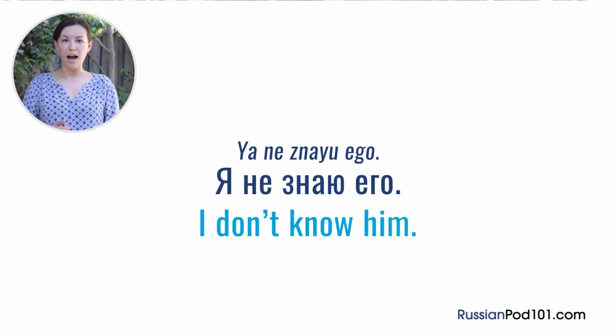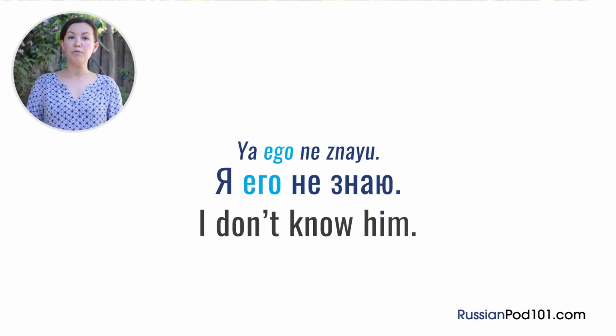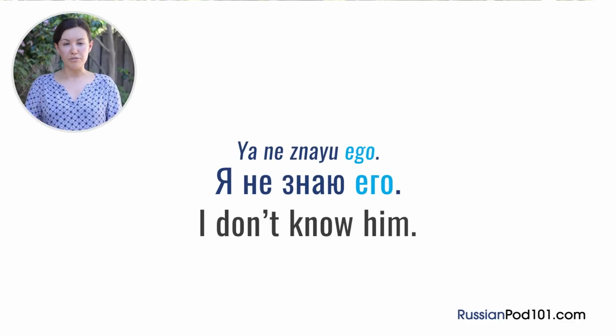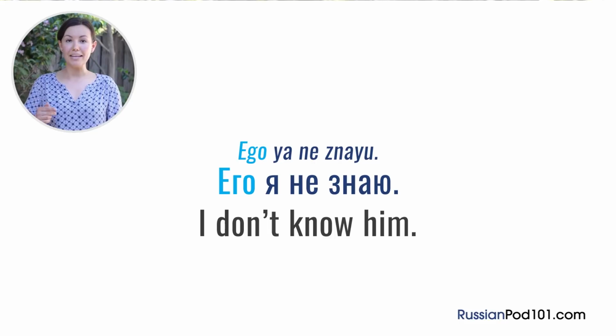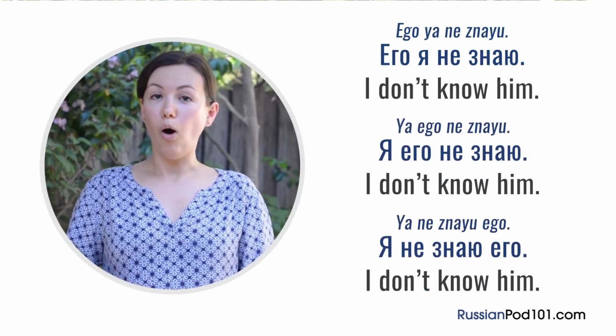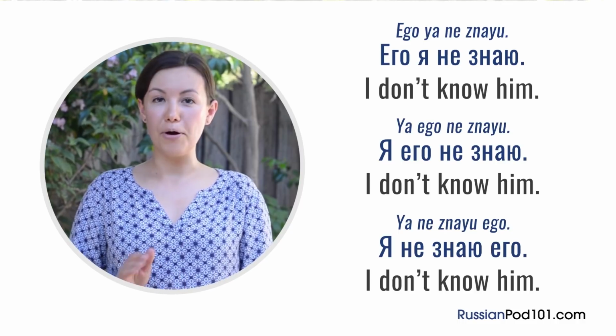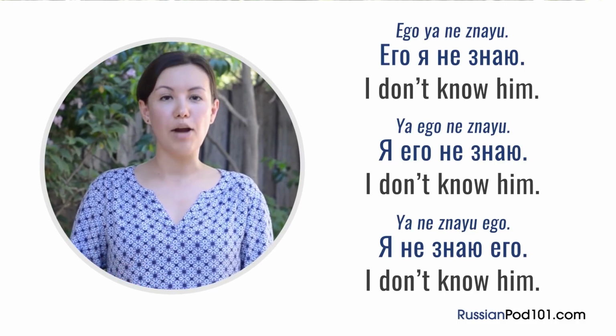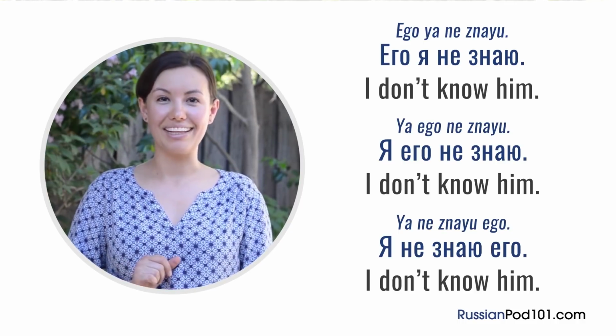Take the sentence I don't know him. Я не знаю его. Here, его, him, is an object. It can be placed before the verb Я его не знаю, after the verb Я не знаю его, and even in the very beginning of the sentence Его я не знаю. All these sentences would be perfectly grammatically correct and would mean one and the same thing.